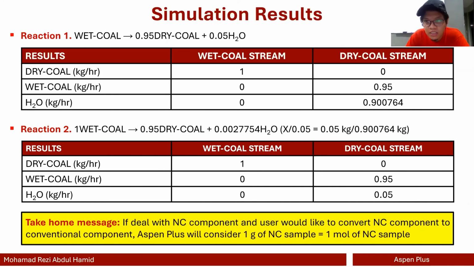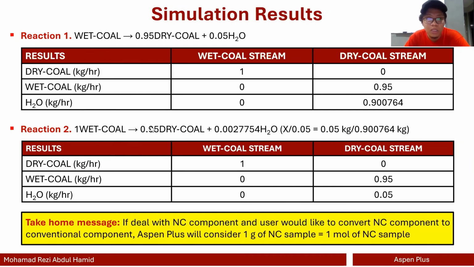The main take-home message here is when we are dealing with a non-conventional component and we would like to convert a non-conventional component to a conventional component. In this case, we are converting non-conventional wet coal into dry coal, which is still non-conventional, but you also have water, which is conventional. We have to understand one thing. To convert non-conventional to conventional, Aspen Plus regards 1 gram of non-conventional sample as equal to 1 mole of non-conventional sample. That's the reason why if I put 0.95, it is correct, because 1 gram is equal to 1 mole. So 1 kilogram is 1 kilomole.